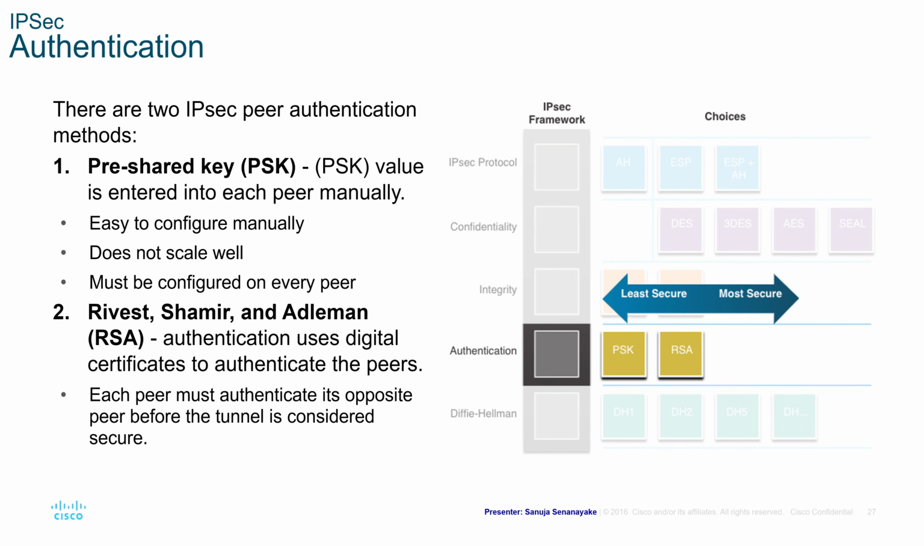Authentication. There are two IPsec peer authentication methods: PSK and RSA. PSK is the pre-shared key method, where the value is entered into each peer manually. It is easy to configure but does not scale very well, because you need to manually enter that information and it must be configured on every peer. Because of that, it is not very easy to scale.